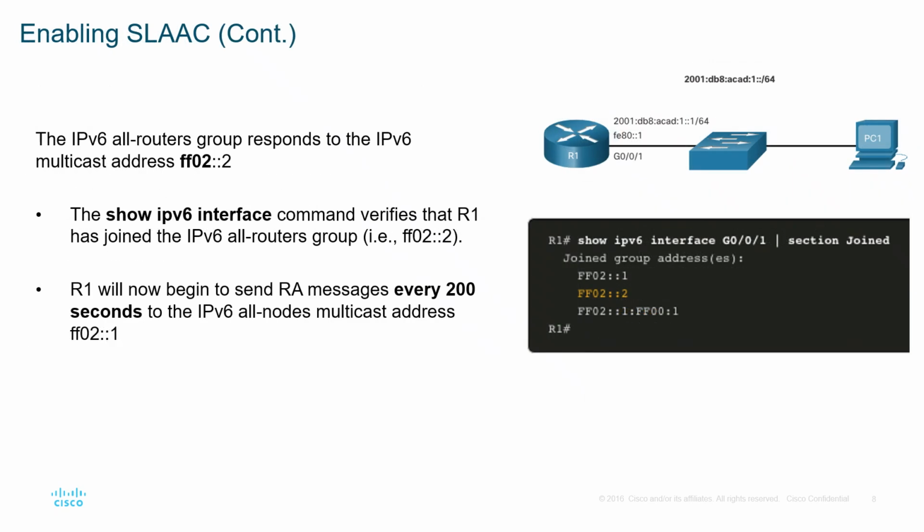So the IPv6 All Routers group responds to the IPv6 multicast address of FF02::2. The show ipv6 interface command will verify that R1 has certainly joined that group. So R1 joining that group, as you see here, will now begin to send RA messages every 200 seconds to all nodes that are in the IPv6 arena.